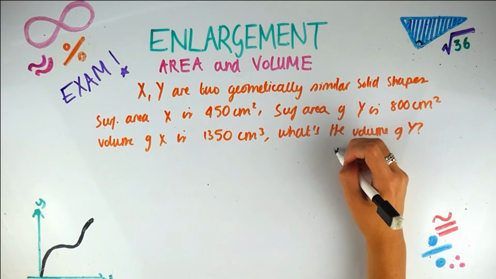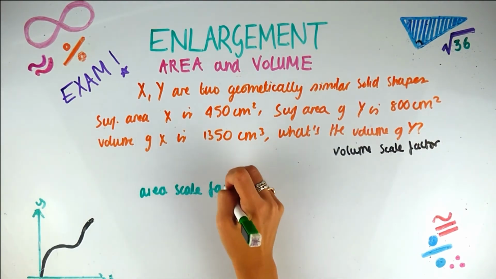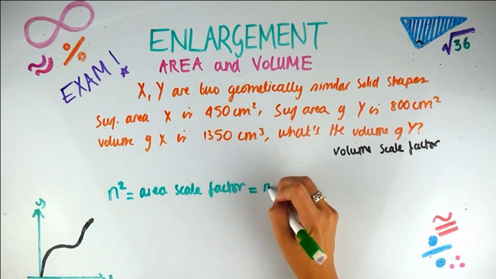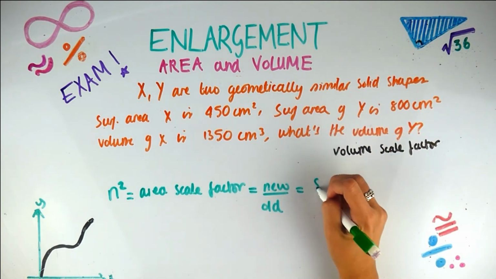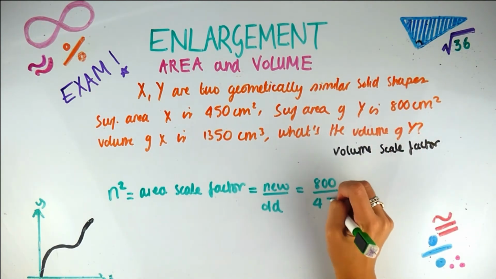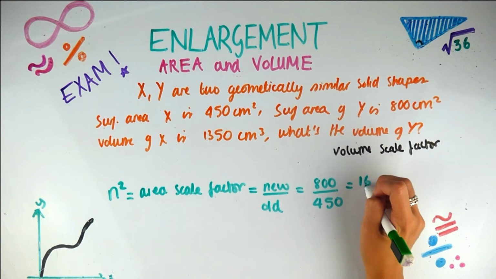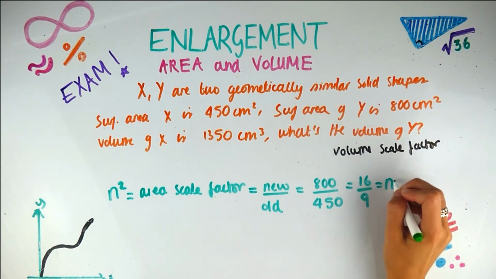So we need the volume scale factor, but we're going to have to use the information that we've been given. So all we know right now is the surface area of X is that, and the surface area of Y is that. So we can work out the area scale factor. And we know the area scale factor is n squared, and that is equal to the new area divided by old area. So the new area, the area of Y, the new shape we're trying to find, over the old area, which is 450. And that cancels down to 16 divided by 9. So we know that n squared is 16 over 9.